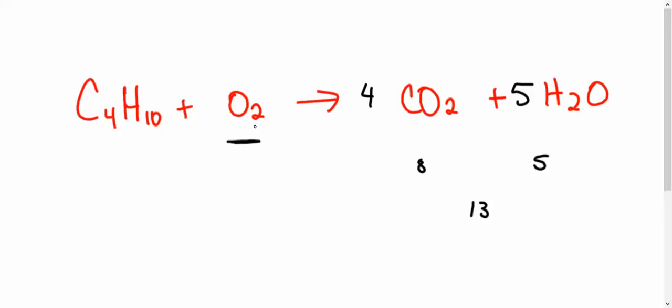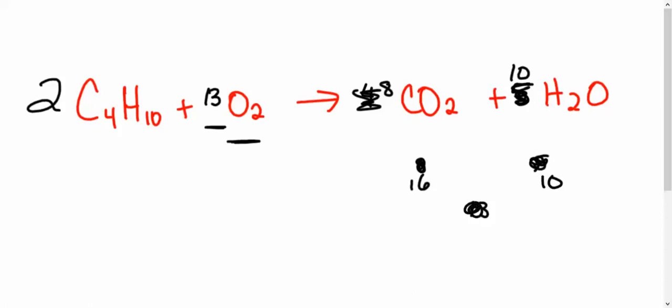So when you run into this kind of problem, what I like to do, I leave this one blank to start with, and I go ahead and double all of my coefficients. This one doesn't have a coefficient, so if I put a 2 there, that doubles it. Change my 4 to an 8, change my 5 to a 10, and then I can put a 13 here, because now I have 2 times 8, or 16 oxygens, plus 10 oxygens gives me 26. Half of 26 is 13. So 2, 13, 8, 10 balances it.